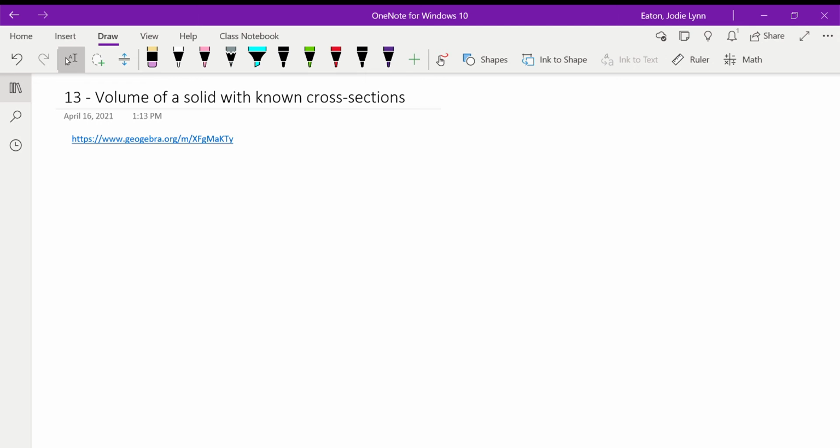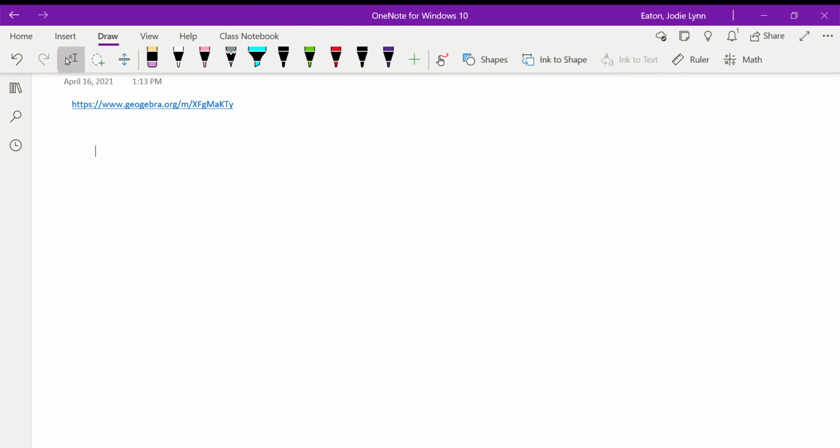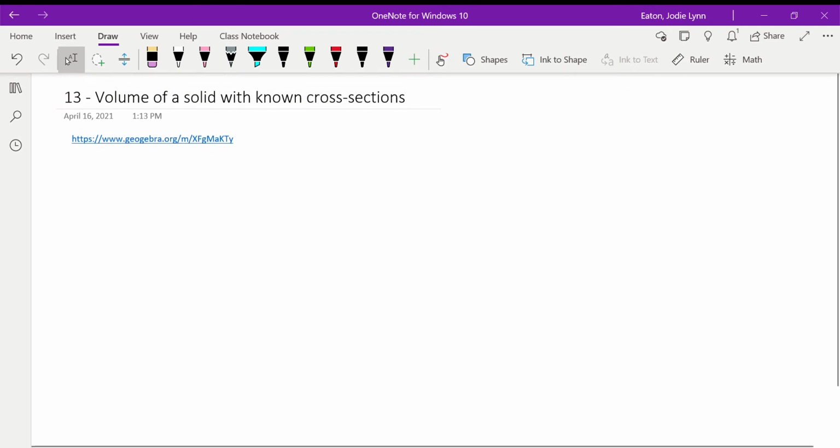For another geometric application, we're going to start thinking outside the plane and look at what happens when we try to use integration to find volumes. When we're finding volumes, as you can see in your notes on OneNote, you can find a link to a lovely little GeoGebra page that is a really good 3D visualization of what we're going to talk about. If you want to check that out after this lesson, I highly recommend it.